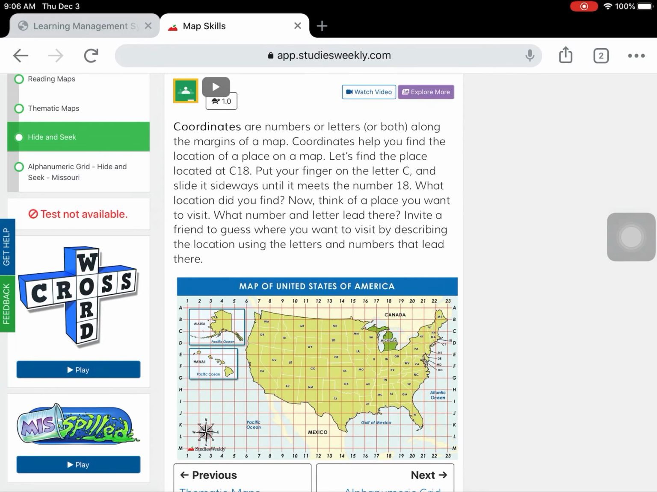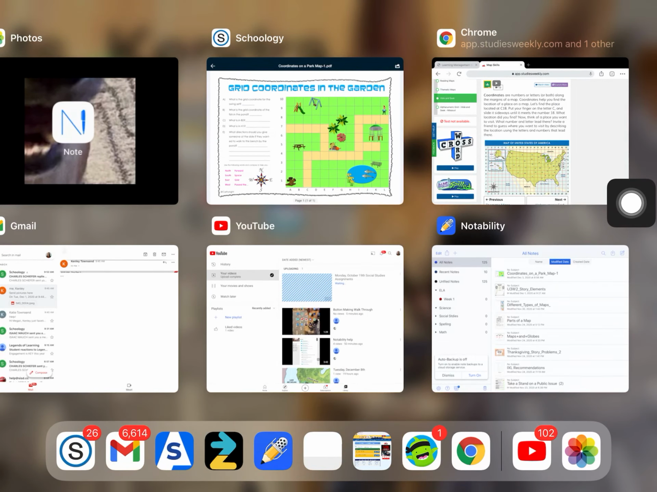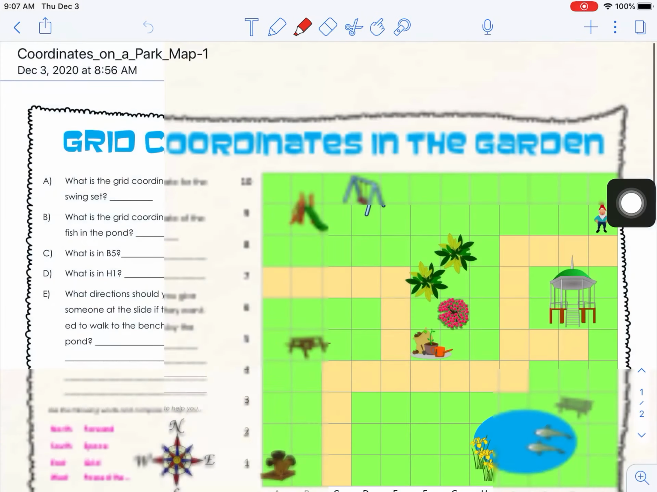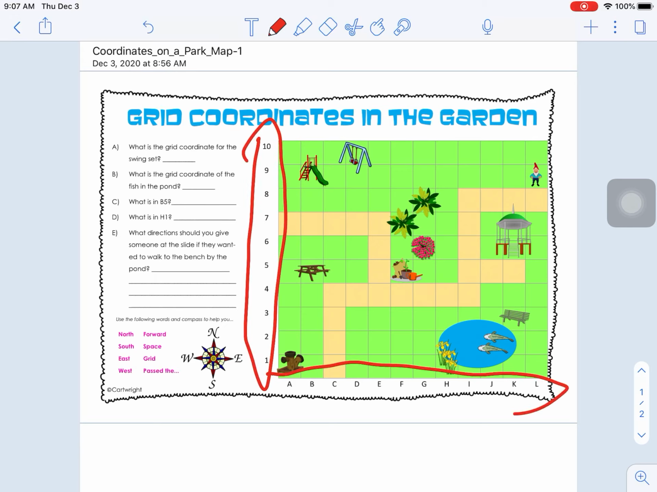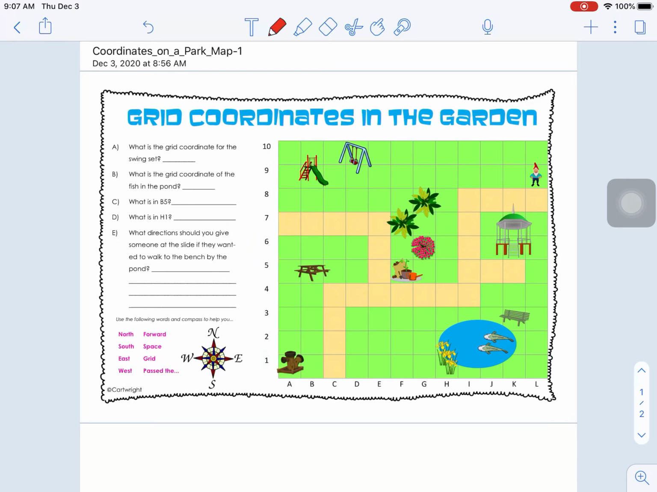After that, you guys are going to be watching a video right here, which I will attach next. And you will also be completing this assignment in Notability. This is an attachment in Notability. And this is grid coordinates in the garden is what it's called, coordinates on a park map. So we are going to be kind of playing detective here, trying to find the locations with our coordinate here. You are going to use your numbers along the side and your letters along the bottom, just like we did on our other map. So let's go ahead and practice this.